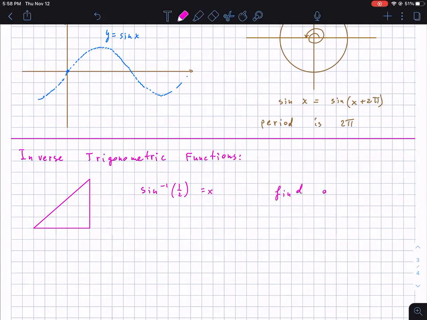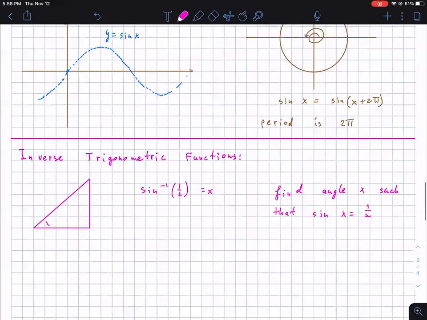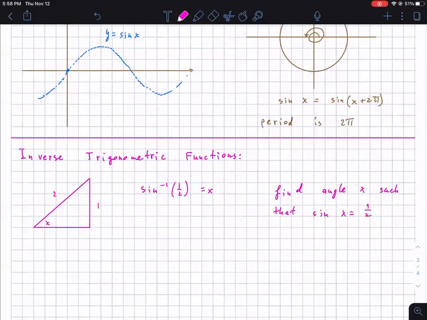It says find angle x such that sine of x is equal to 1/2. Essentially, it's asking what is x such that its sine is equal to 1/2. So if this over here is x, then the sine is going to be 1/2, and this is going to be square root of 3. Hopefully people realize that this is a 30, 60, 90 right triangle. So sine inverse of 1/2 is going to be equal to pi over 6. Okay? This is how we define inverse trigonometric functions.